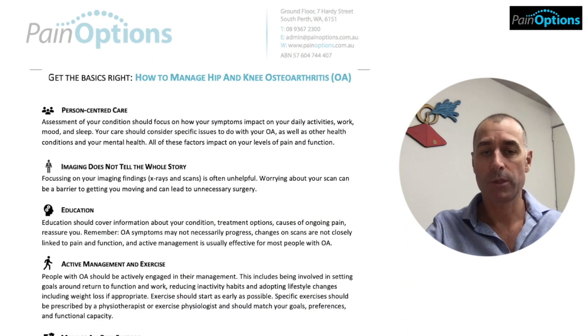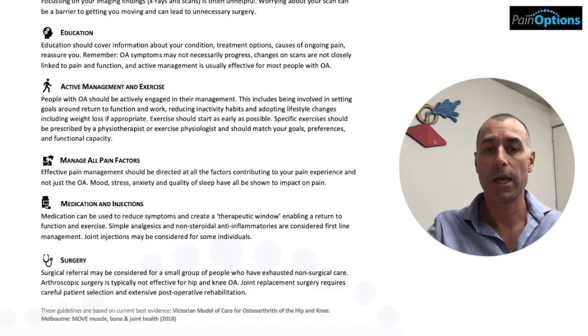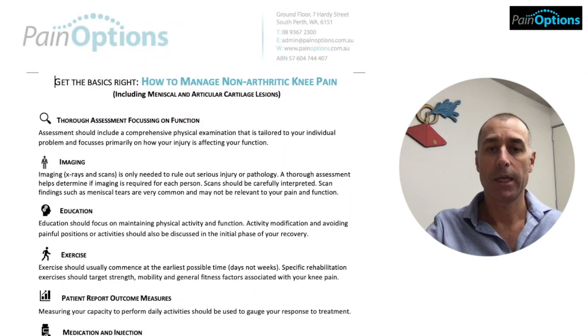What we've done at Pain Options is take those guidelines and simplify them, and that's our Get the Basics Right information. So that's the one for hip and knee OA, and there's also one that's been developed around how to manage non-arthritic knee pain. So that's plain language summaries to help guide people on the basics of care that should be delivered if you're presenting with knee pain in general or specific knee pain associated with osteoarthritis.